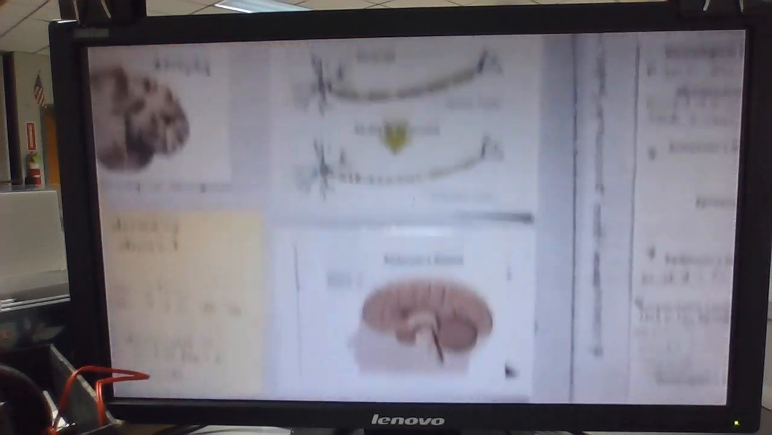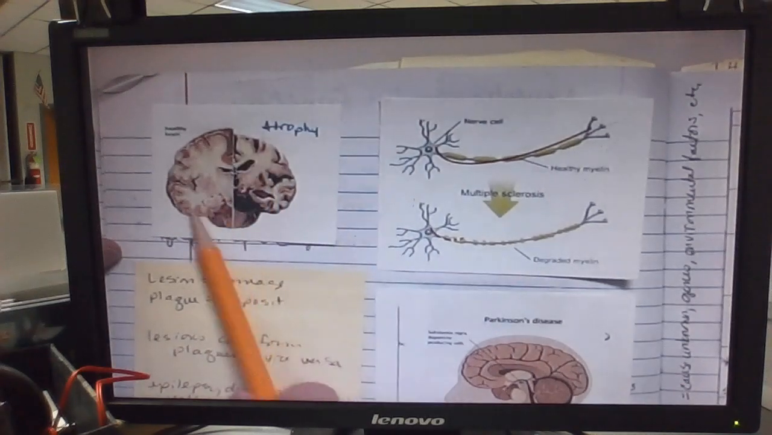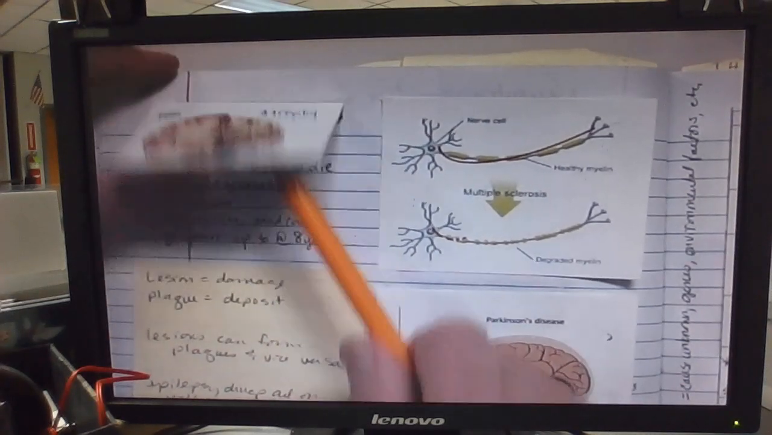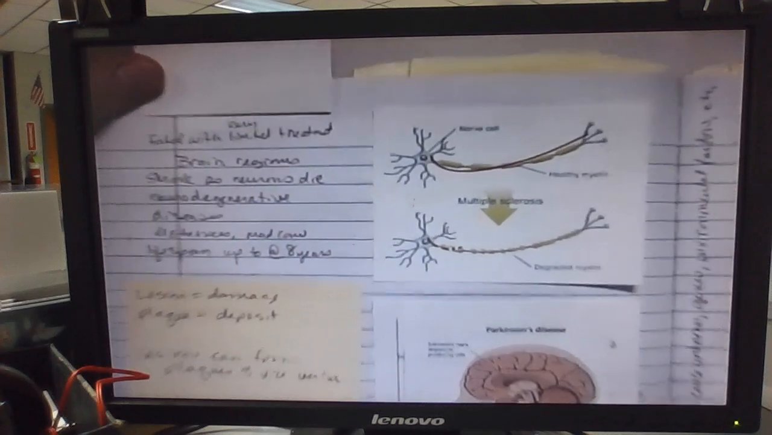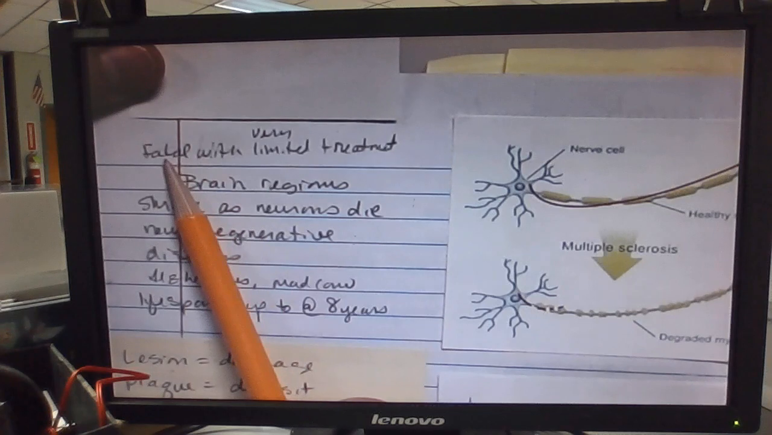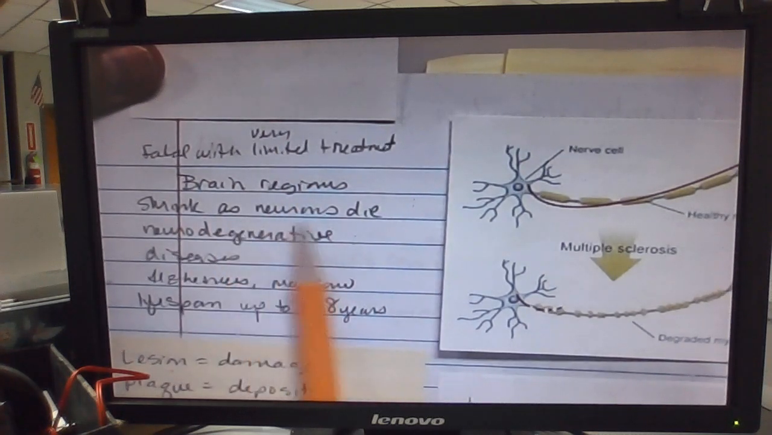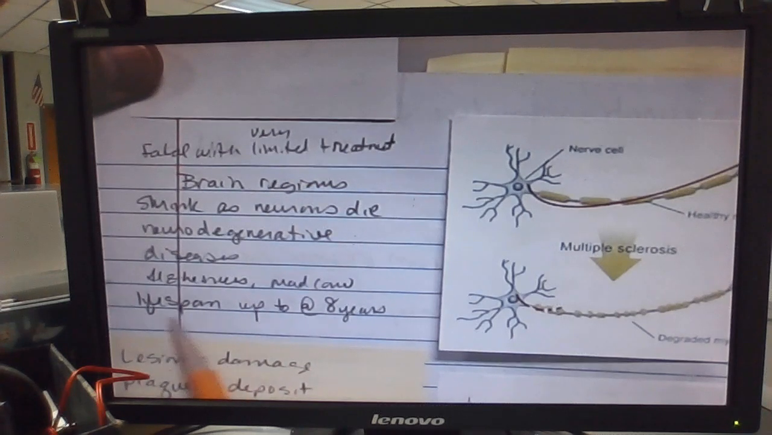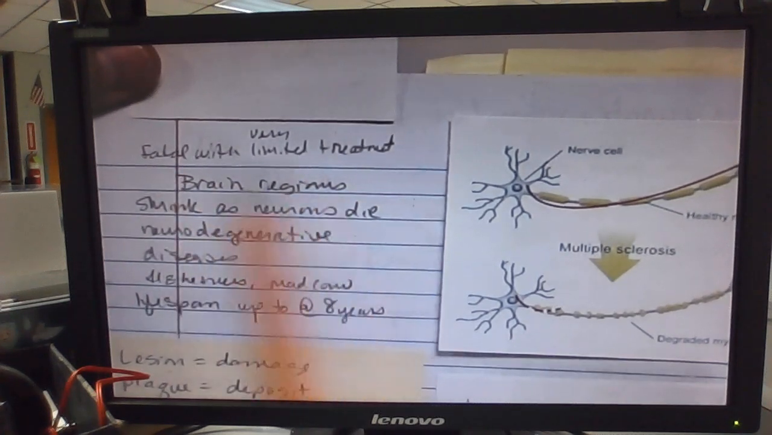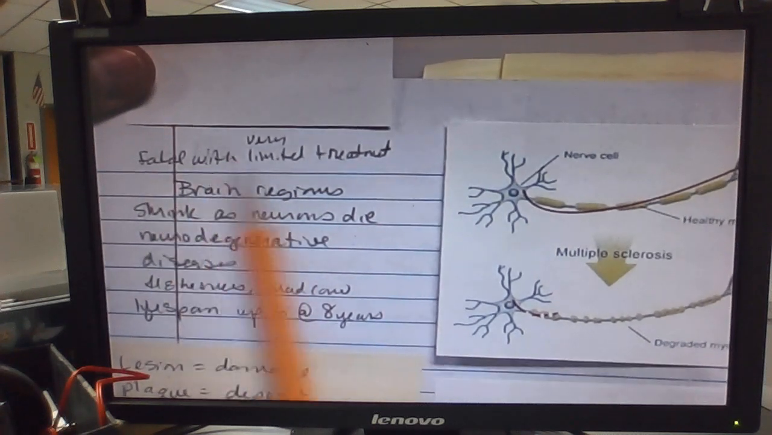All right, so some of the terms on that page with the insert. Atrophy: this is showing a healthy brain and atrophy of brain tissue. Atrophy is fatal with very limited treatment. Brain regions shrink as neurons die. Neurodegenerative diseases, Alzheimer's, mad cow disease. Lifespan is usually up to 8 years after the onset.